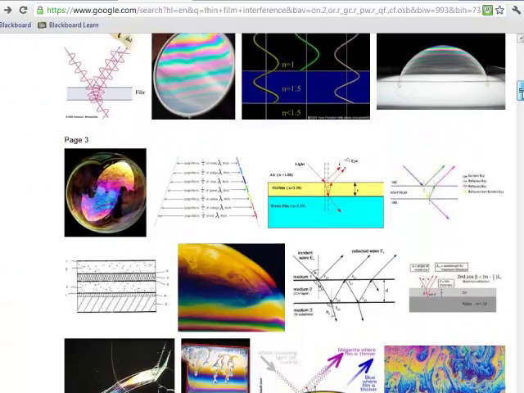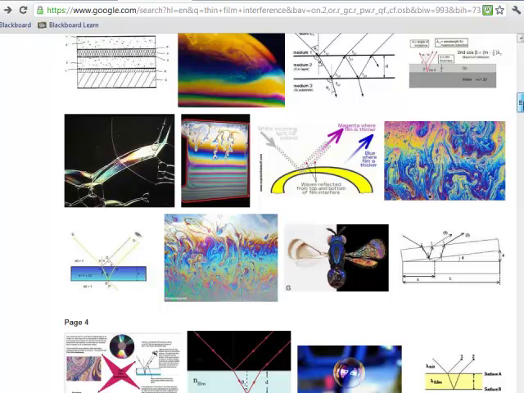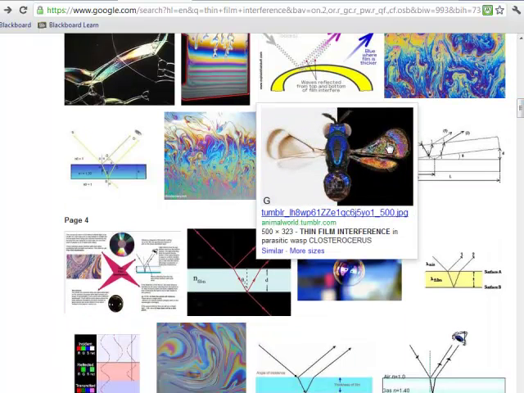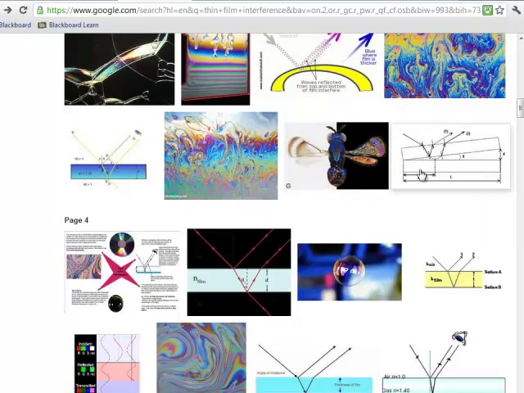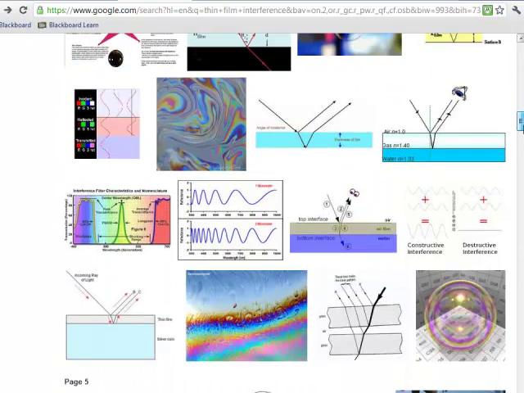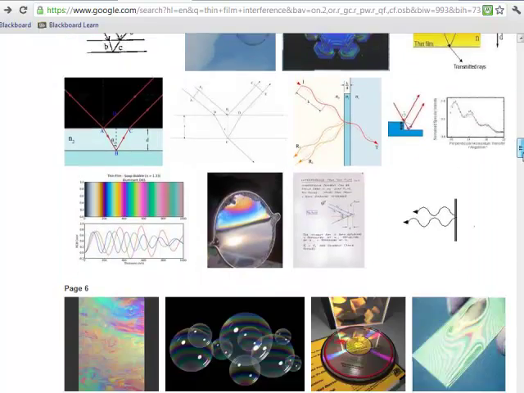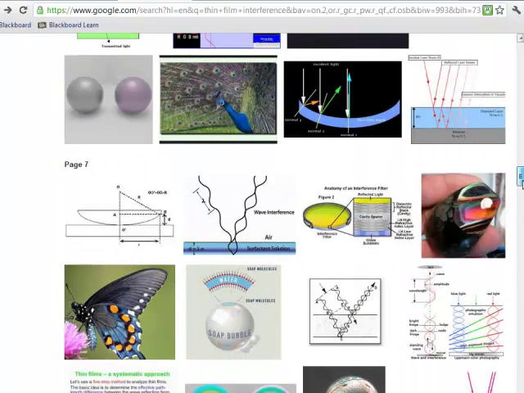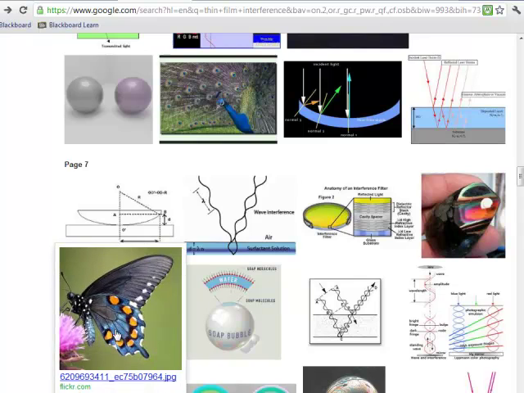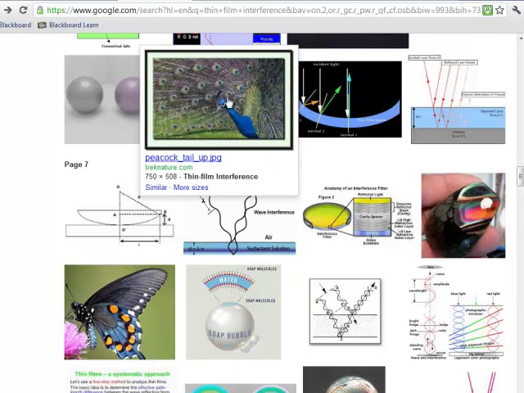Let's see, other kinds of examples, mostly soap bubbles, but even these guys here, I don't know what that is. I guess some kind of fly here. I didn't look up butterflies, but I did look up the peacock, who is here. Here's a butterfly. It says thin film interference. I looked this one up.